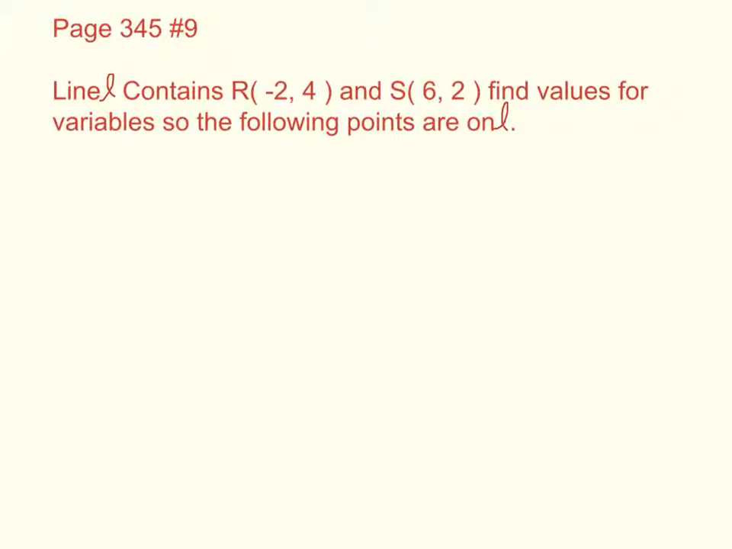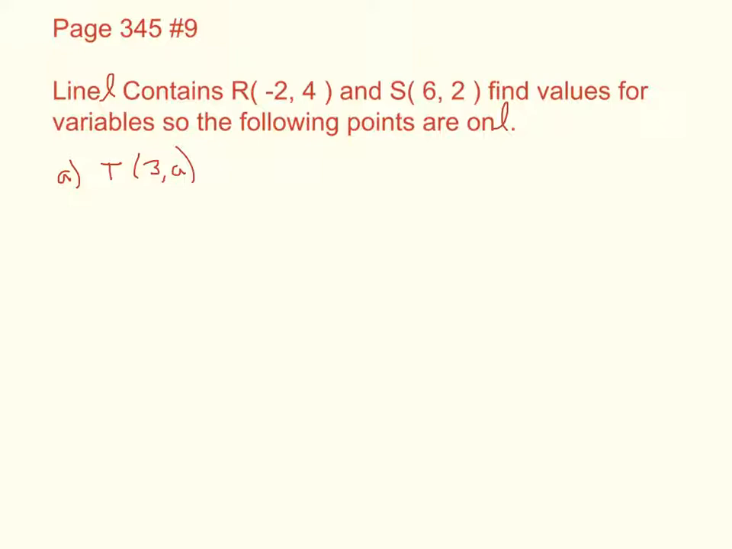So for page 345, number 9, we're given 2 points on line L, and then we're asked to find the missing values for the variables so that a third point is on L. And in part A, the third point, which we'll call point T, is (3, a). So we have to find the value of a so that T is on line L.